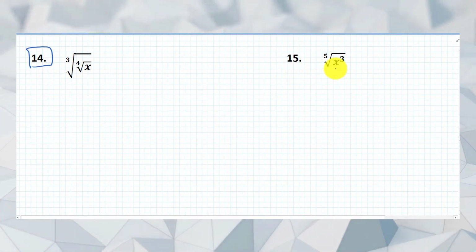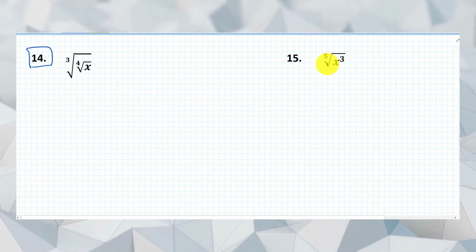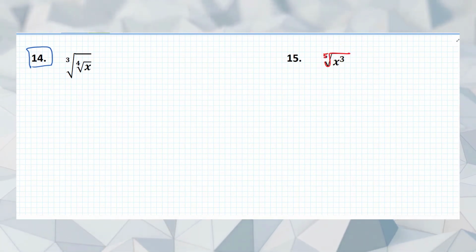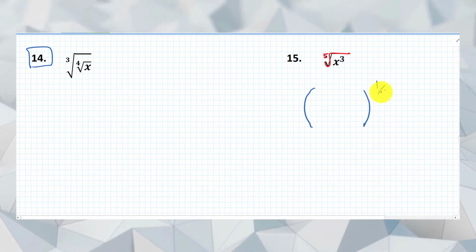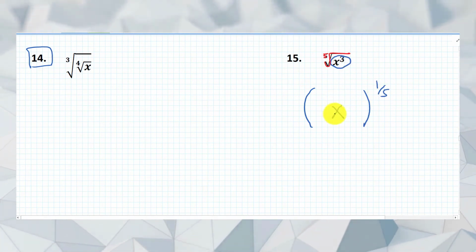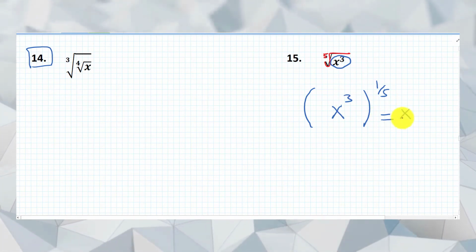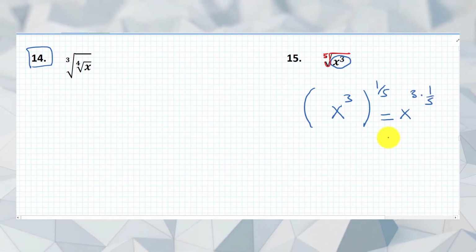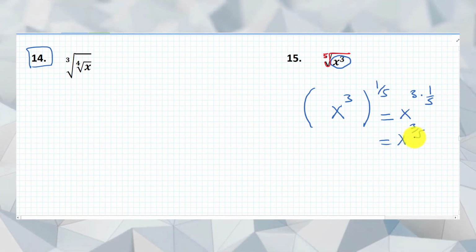Let me go over number 15. So, okay, what's going on in number 15? In number 15, I have a 5th root right here. So a 5th root, I write that as a power 1/5. Now, what's under the radical? It's x cubed. So it's x cubed to the 1/5. Here, I have to apply the rule of exponents. 3 times 1/5 is 3/5. So it's x to the 3/5.